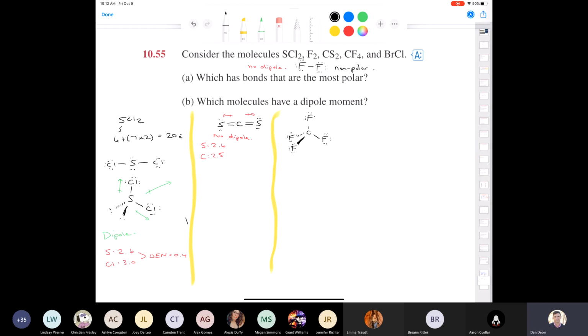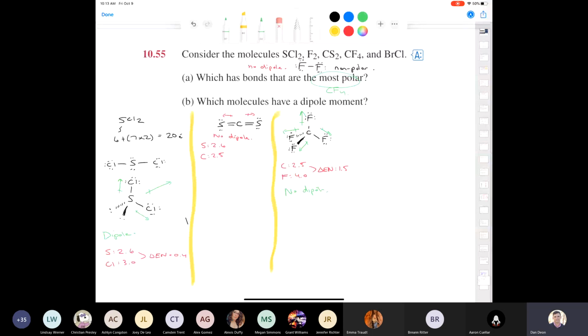It does have the most polar bonds, as you can probably tell right away, because carbon is 2.5 and fluorine has an electronegativity of 4.0. So my delta EN is going to be 1.5. Overall, does this molecule have a dipole moment? Well, there's going to be 4 dipoles. There's a dipole going this way, this way, this way, and this way, but they all cancel out. And so this molecule has no dipole, even though it has the bonds that are going to be the most polar. So the answer is CF4.